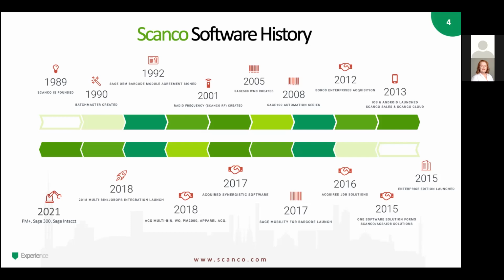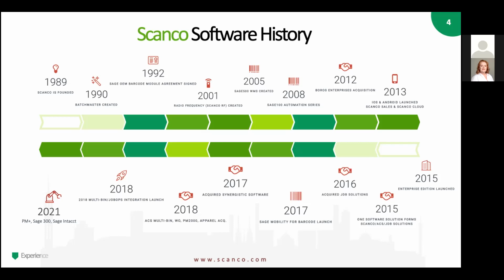So this is our history here, and I told you a little bit about us, but let's actually look into that and why that's important. A couple points I want to put out here, as you see, in '89 we were founded, but in '92 we actually wrote the barcode module, right? And went into an agreement with Sage, right? A little down the line, we brought out the automation series to help automate some of the Sage transactions.